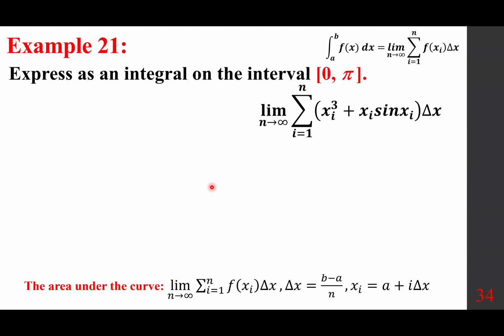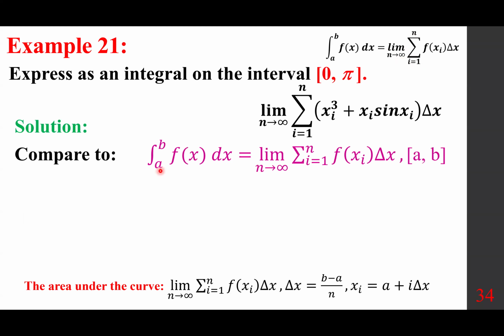All right. So the integral of a to b f of x dx is the limit of the summation of f of x sub i delta x as i goes from 1 to n and as n goes to infinity. Now we want to express this limit as an integral on the interval of 0 to pi. So in essence, it means we're going to compare these two. So we are going to compare the integral of a to b f of x dx with this limit that we have here in the interval of a to b.